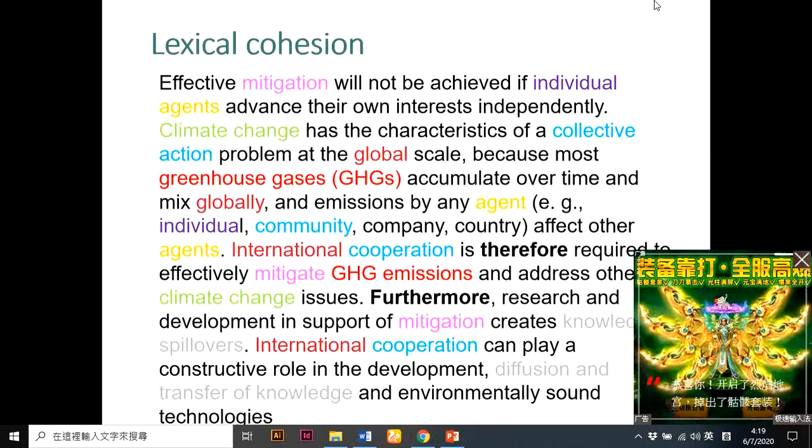Climate change is repeated in green. Instead of collective action in blue, we have community and cooperation. And instead of knowledge spillovers in grey, which is near the end of the text, we then have diffusion and transfer of knowledge, a synonym for that phrase.